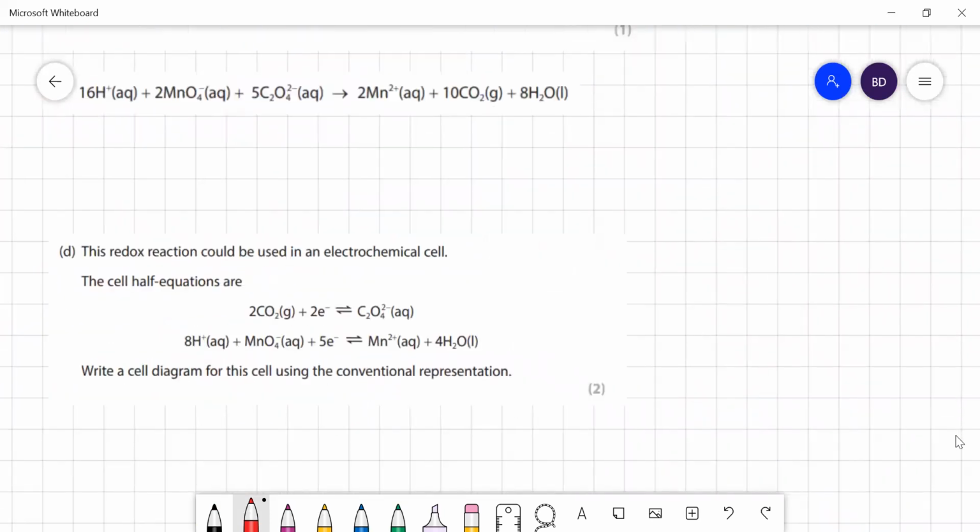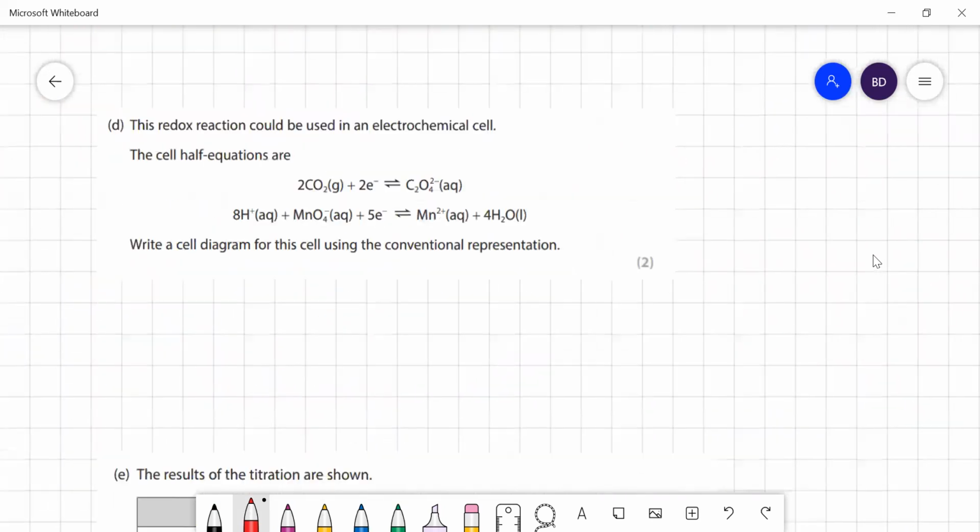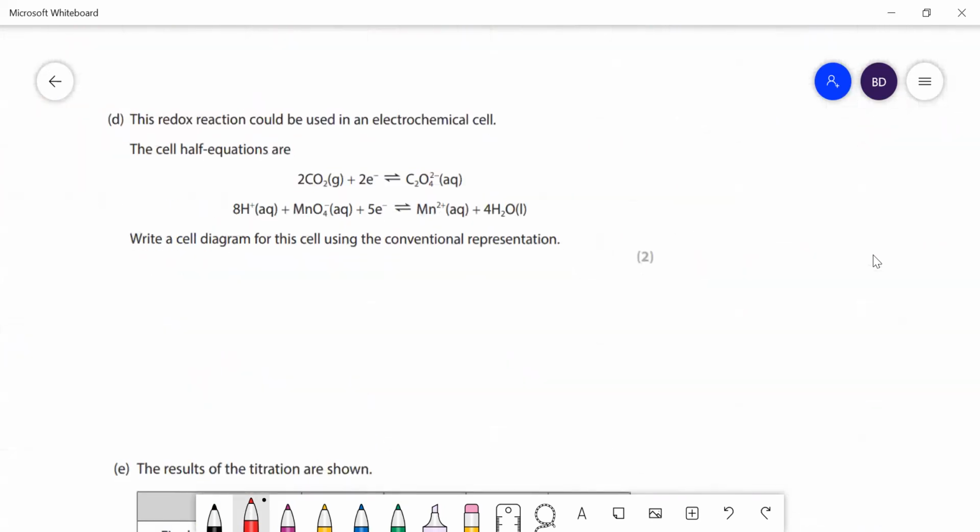Okay, right. Now, this redox reaction could be used in an electrochemical cell, and the half equations are given there. Write a cell diagram for this. Now, we know this one is the one that goes forwards, isn't it? The manganate gets reduced, and this one goes backwards. The ethane dioate gets oxidized. So that means if that one's going forwards, that must be the most positive value, and that's important because our convention is we usually put the most positive on the right-hand side.